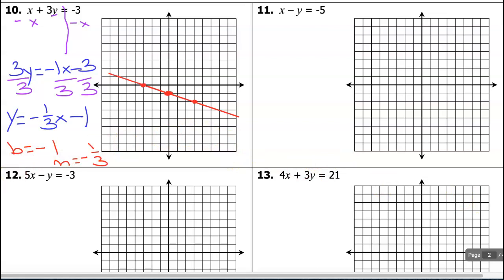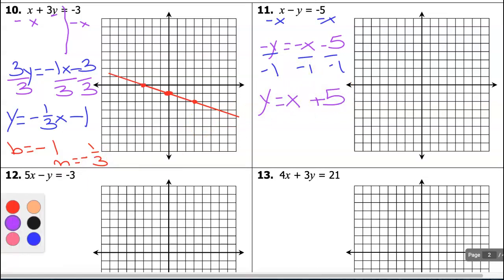Try out number 11. All right, so I have to get y by itself. I'm going to subtract x from both sides. Now I have -y equals -x minus 5. And then since I don't want my y to be negative, I am just going to divide everything by -1. So now we have positive y, positive x, positive 5, and then we can graph.